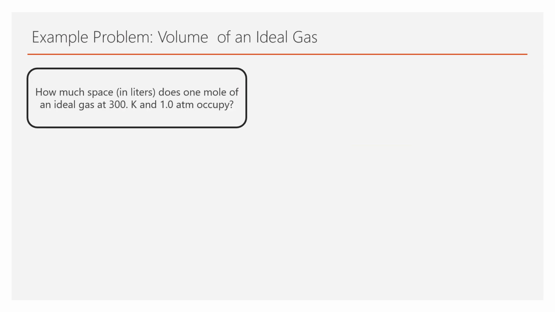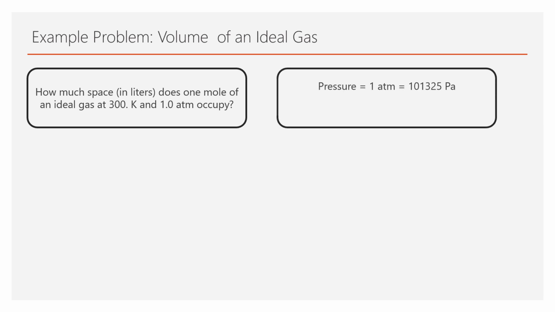Let's do an example problem of finding the volume of an ideal gas. How much space, in liters, does 1 mole of an ideal gas at 300 Kelvin and 1 atmosphere of pressure occupy? First, I'll identify the pressure, which is 1 atmosphere. 1 atmosphere is the pressure from the atmosphere sitting on top of you, and it is equal to 101,325 pascals, where a pascal is the standard SI unit of pressure, and it is defined as 1 Newton per square meter.